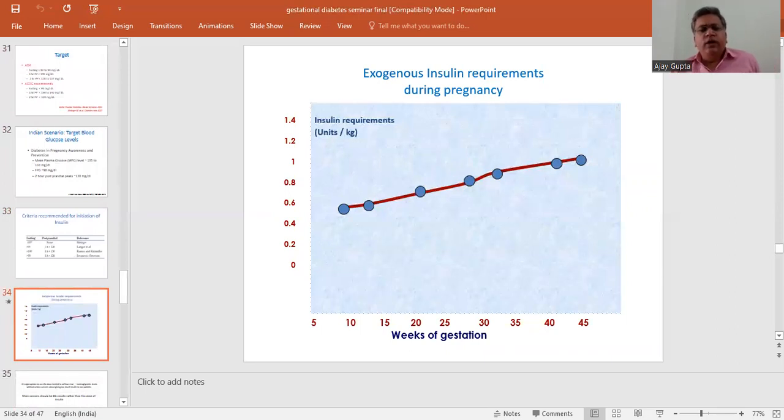This is the exogenous insulin requirement. As we have seen in the previous slide, as the pregnancy progresses, insulin resistance increases in normal pregnancy also. The same happens in GDM. So when insulin has been started, the patient should be regularly followed up so that the insulin dose can be increased properly, and we can avoid hyperglycemia during pregnancy. Here we can see that during the first trimester, the insulin requirement may be 0.5 to 0.6 unit per kilogram of body weight. But by the end of the third trimester, that is near the end of pregnancy, up to 32 weeks, this rate may be doubled, about 1 to 1.2 units per kilogram of body weight per day.